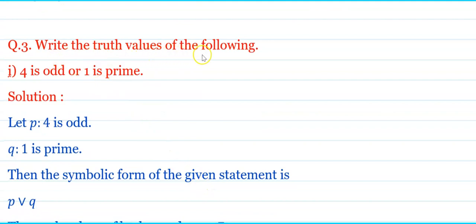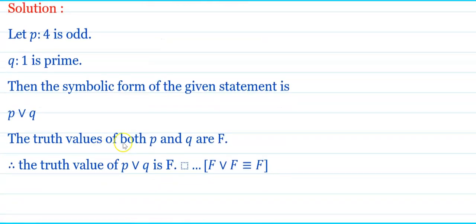Now the next. Write the truth values of the following. 4 is odd or 1 is a prime. Okay. मग P ला काय कन्सिडर करणार? P is 4 is odd. Q, 1 is a prime. Then the symbolic form of the given statement is P or Q. The truth values of P, 4 is odd, and Q.